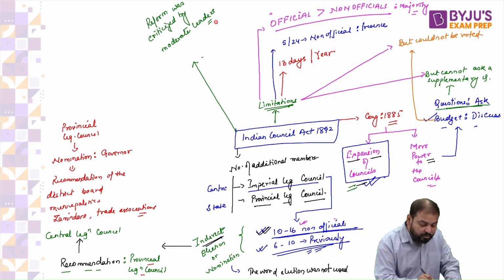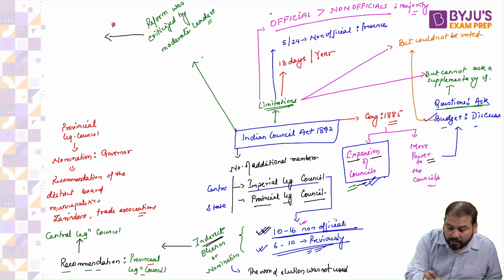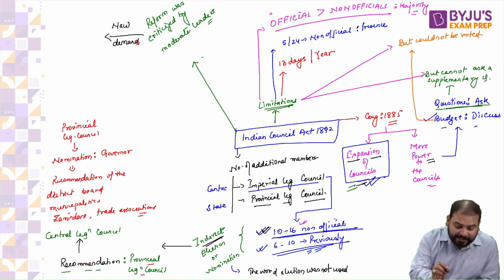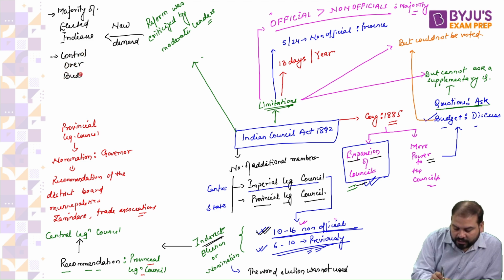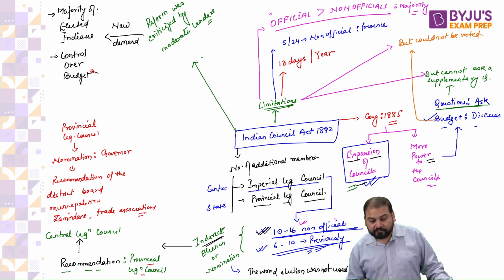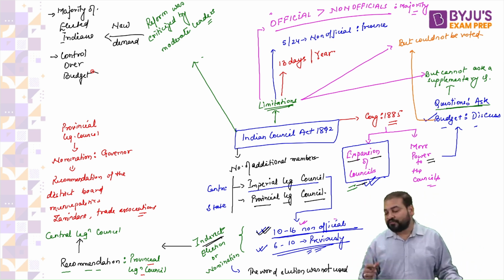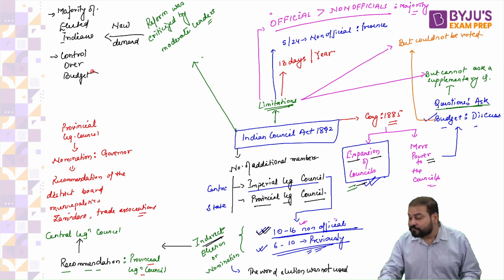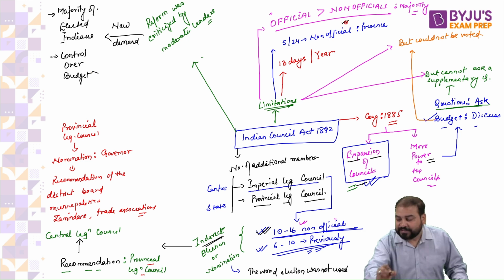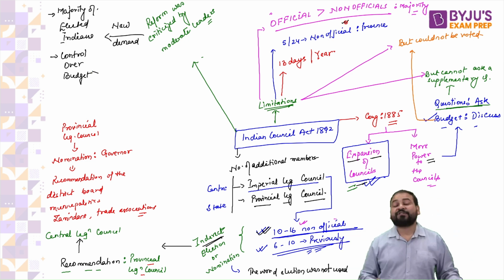And all of you, their new demand, they are now demanding that please, we have 2 demands. One, majority should be of elected Indians. And our second demand is that we should have control over budget. Everyone, can you see what are the new demands of moderates? That please give us the majority of the elected Indians. Not this, that you people, government has a majority, that is not good enough. And give us control over the budget.